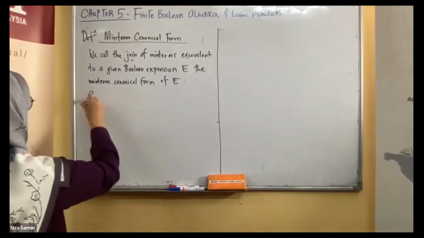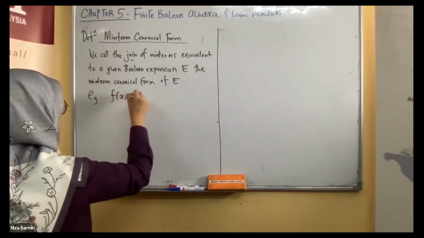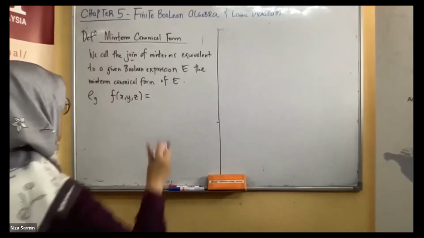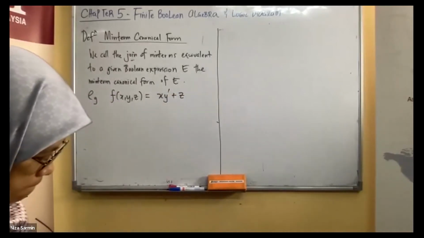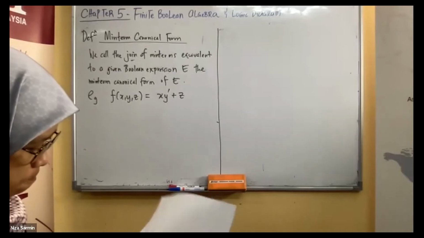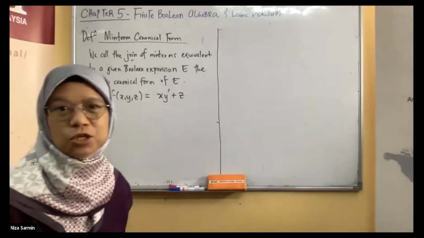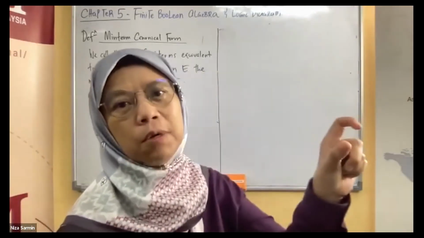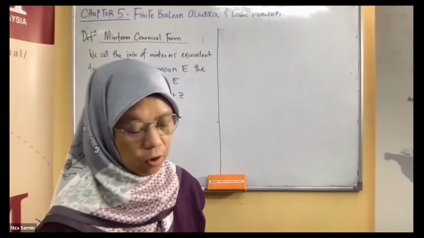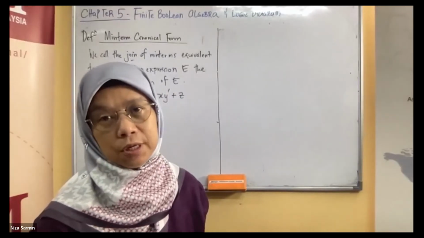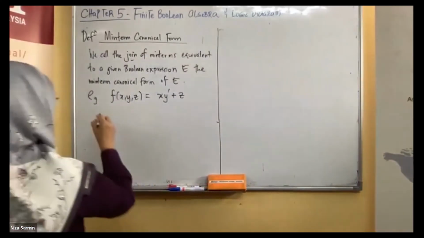So let's try to see with an example. F of X, Y, Z equals X, Y prime plus Z. So what we do, this is not in terms of X, Y, Z. It's not the sum of all the terms of X, Y, Z. You have to write it in terms of the sum of all the possible terms of X, Y, Z. All right. So let's draw first the truth table.